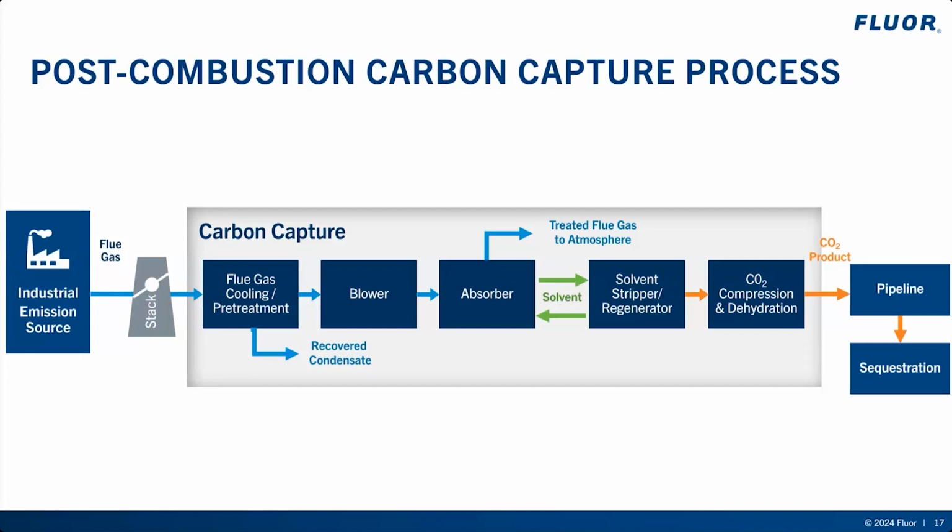The second step is CO2 absorption. CO2 is removed from the flue gas in the absorber through contact with the lean solvent. CO2 is chemically absorbed by the solvent, producing a CO2-rich solvent leaving the bottom of the absorber, and a CO2-lean flue gas or vent gas leaving the top of the absorber, which is vented to atmosphere.